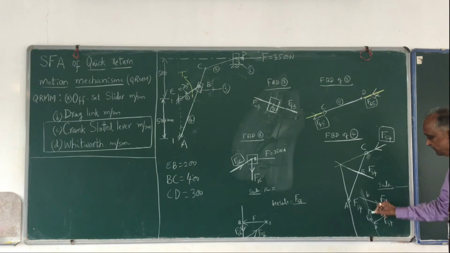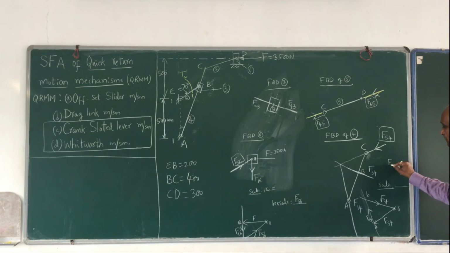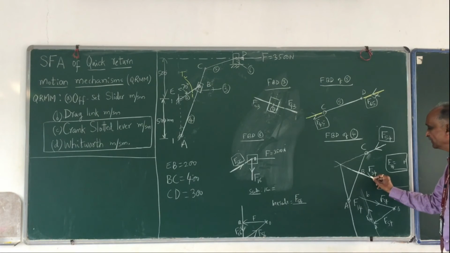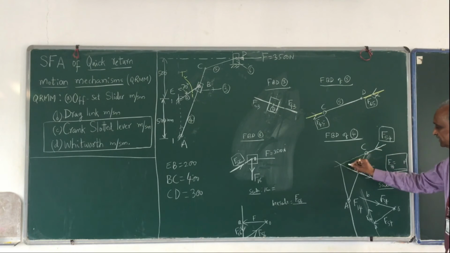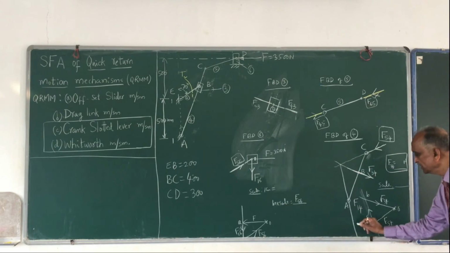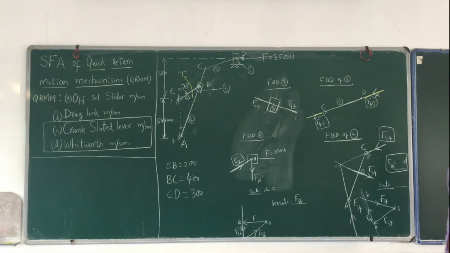Now this length AB multiplied by the scale of this diagram will give you F14. So BO multiplied by the scale of the diagram gives F34. And therefore F34 is so many newtons, that I know now. So now I also know the direction of F34. F54 is like this, F34 is like this, F14 is like this.